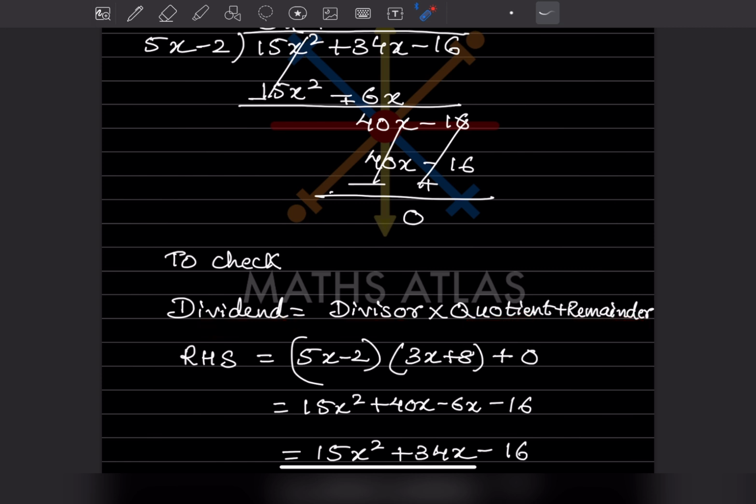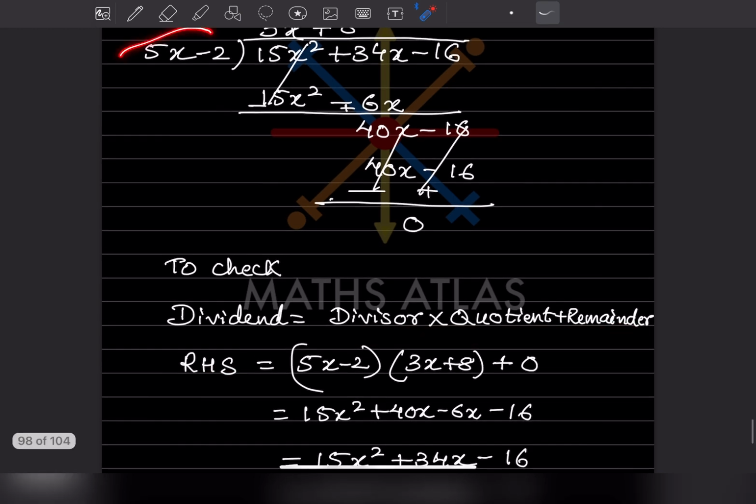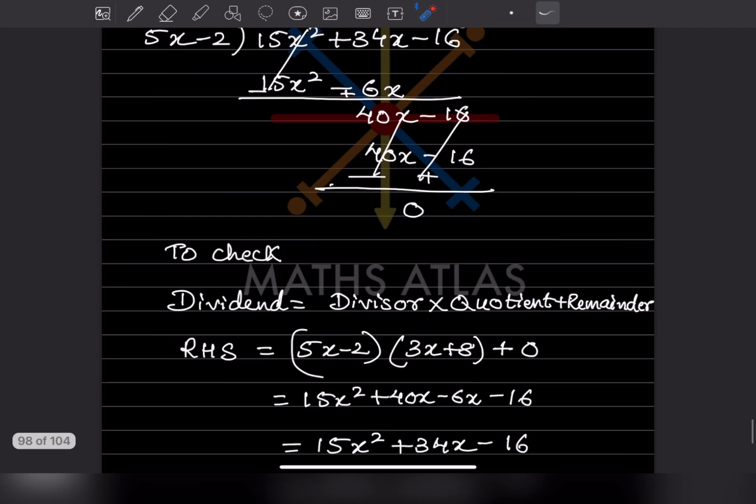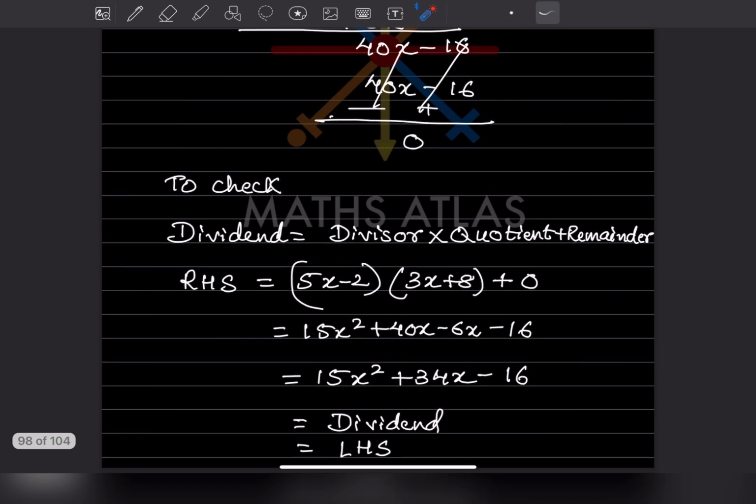So now let us take this RHS. RHS means, what is that? Divisor. This is the divisor. Then quotient. Quotient is this one. Plus the remainder is 0. So when you expand this into this, that is 15x square. This into this, that is going to be 40x plus 40x. This into this, that is going to be minus 6x. And this into this, that is going to be minus 16.